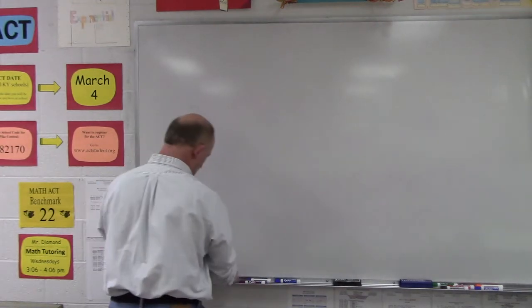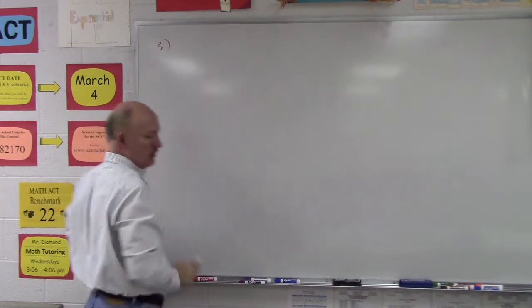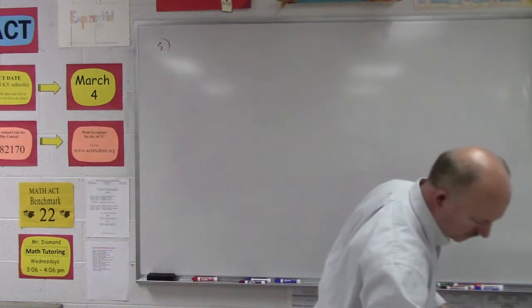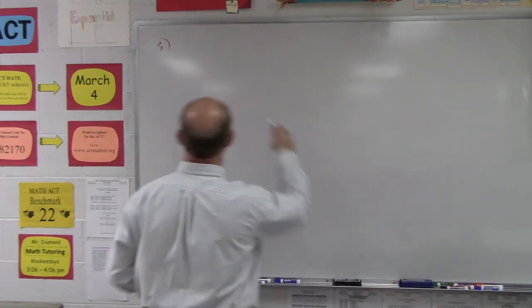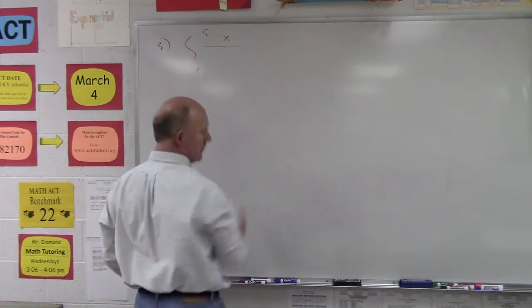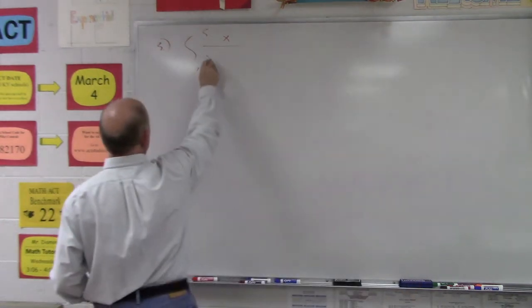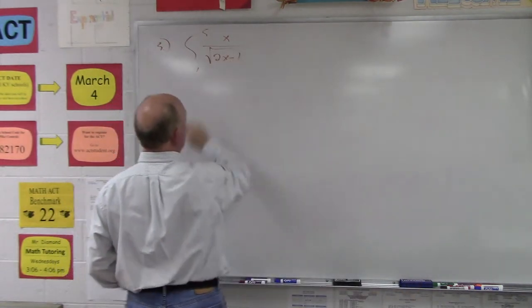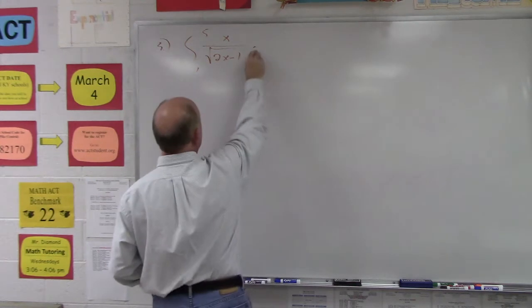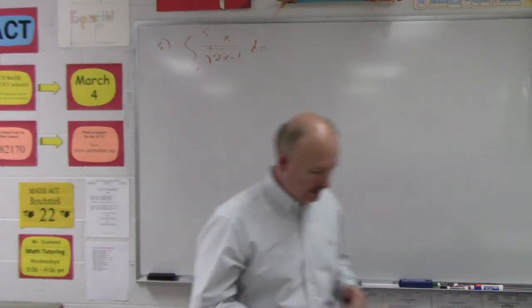All right. Now, problem number 3. Let's see if we can evaluate this radical here. So this would be the integral from 1 to 5, x over the square root of 2x minus 1 dx. All right, so this is our definite integral.